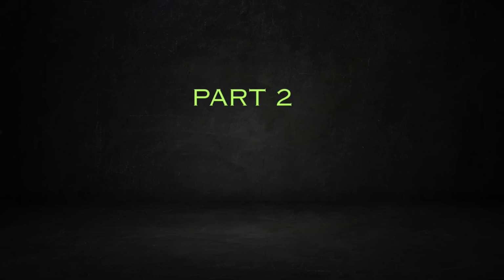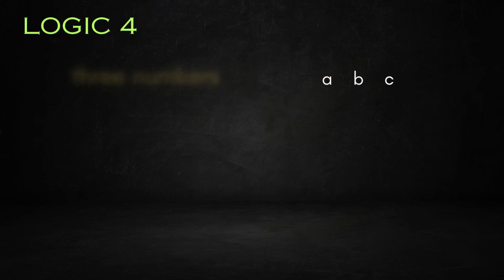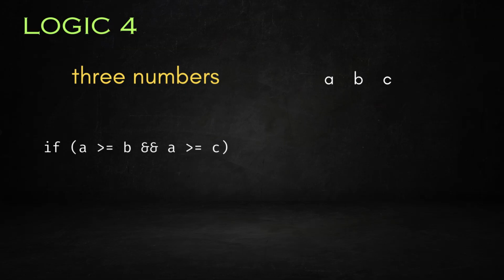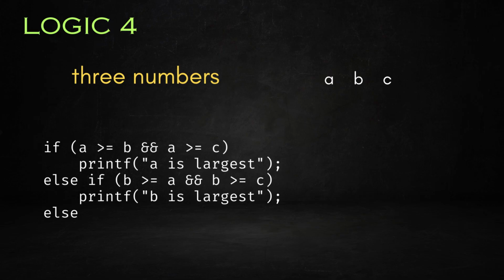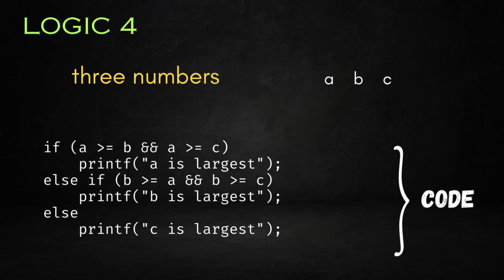Part 2. Largest of three numbers. Now, let's move to three numbers. This is the most used approach. If A is greater than B and A is greater than C, then print A is largest. Else, if B is greater than A and B is greater than C, then print B is largest. Else, print C is largest. We compare one number with the other two. The number greater than both is the largest.